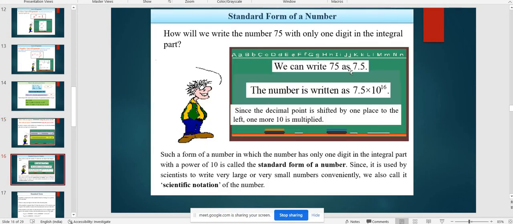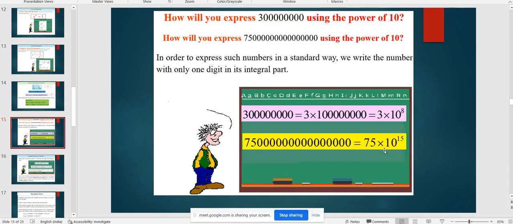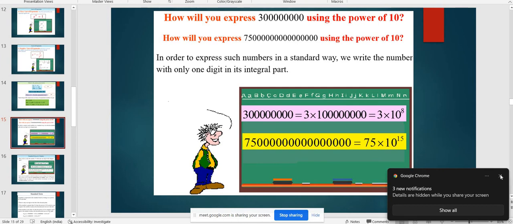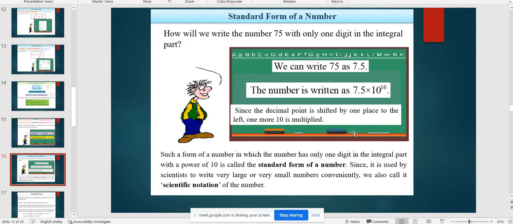Now we can write 75 as 7.5. What if you move this point left side 1 digit? Before that, just observe this number: here 10 to the power 15. Now if you write 7.5, then one more power will come, so it is 10 to the power 16. Right? This type of number is called the standard form of a number.